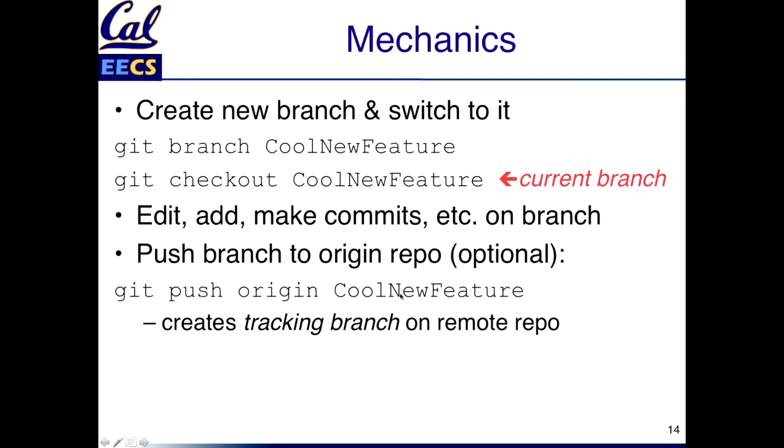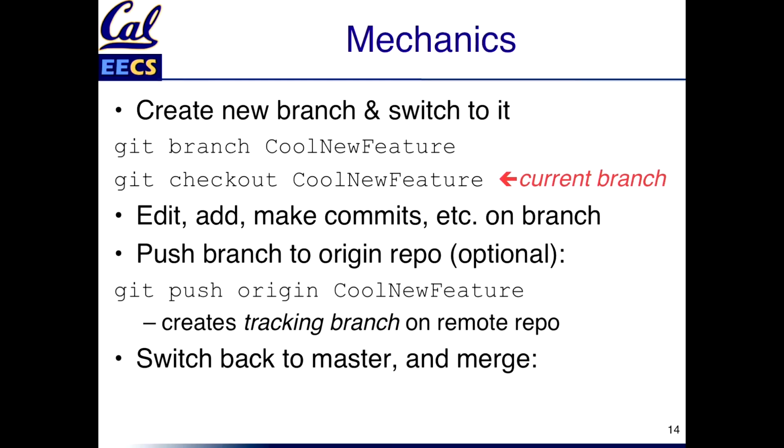Here's an example of git push origin cool new feature branch that I just made. And what will happen is that will be created as what's called a tracking branch on the remote repo. That means the remote repo now creates a new branch that is going to follow any changes you commit to your local branch. But again, totally separate from anything happening on master, right? You're still in your old little development world.